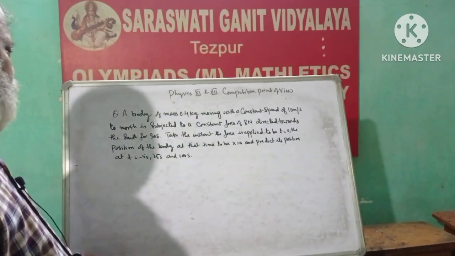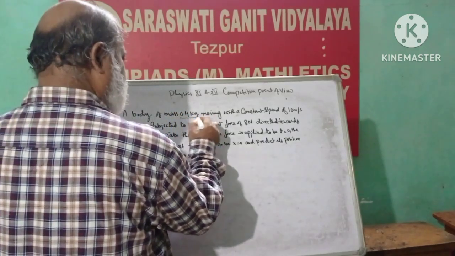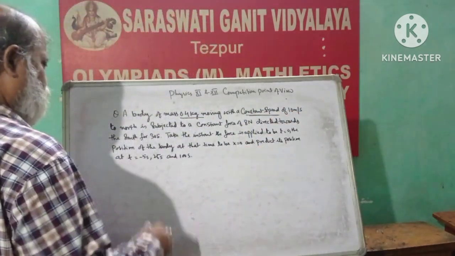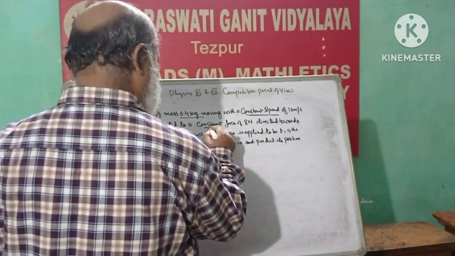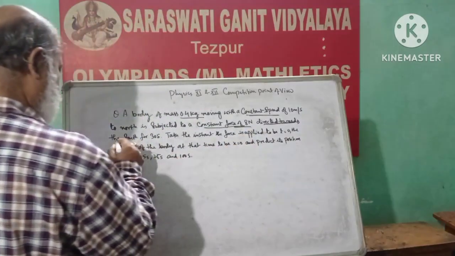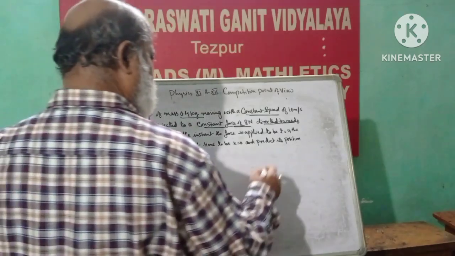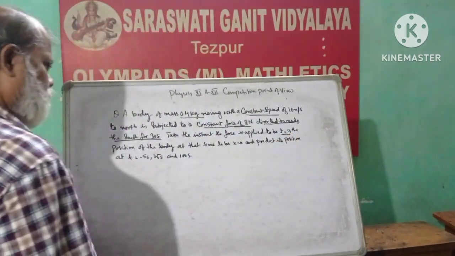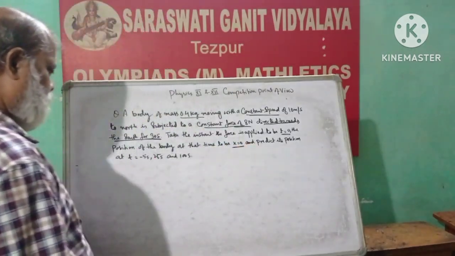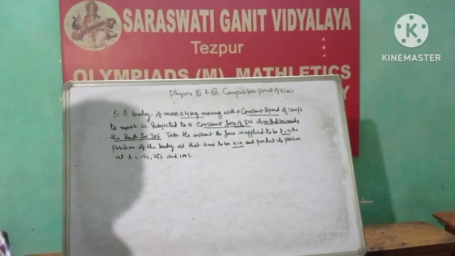Now this is another question. A body of mass 0.4 kg moving with a constant speed to north is subjected to a constant force directed towards south for 30 seconds. Take the instant the force is applied at t is equal to 0, the position of the body at that time to be x is equal to 0. Predict its position at t is equal to -5 seconds, 25 seconds and 100 seconds.